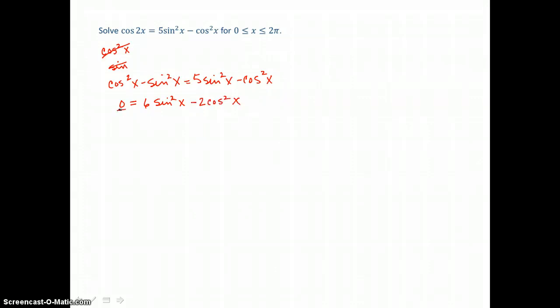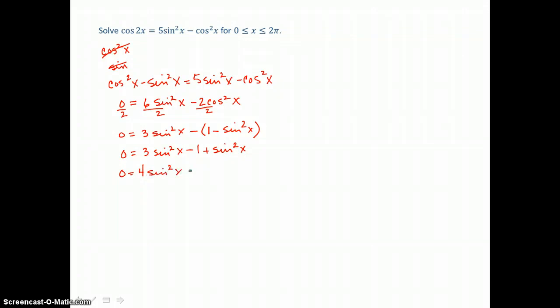Okay, now I have an extra factor of 2 in every term, so I'm going to get rid of that to make my equation as simple as it can be. So I'll be left with 3 sine squared x minus cosine squared x, and I'm going to replace cosine squared x with the Pythagorean identity in order to have everything in terms of sine. Okay, and then distributing, I'll have 3 sine squared x minus 1 plus the sine squared x. So adding like terms, I'll have 4 sine squared x altogether minus 1.